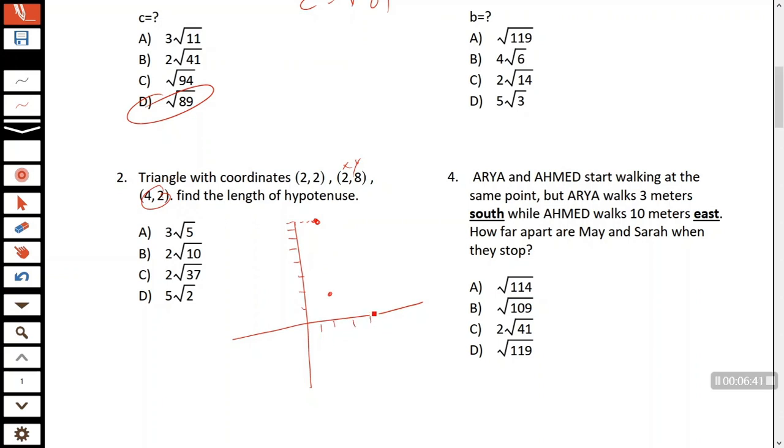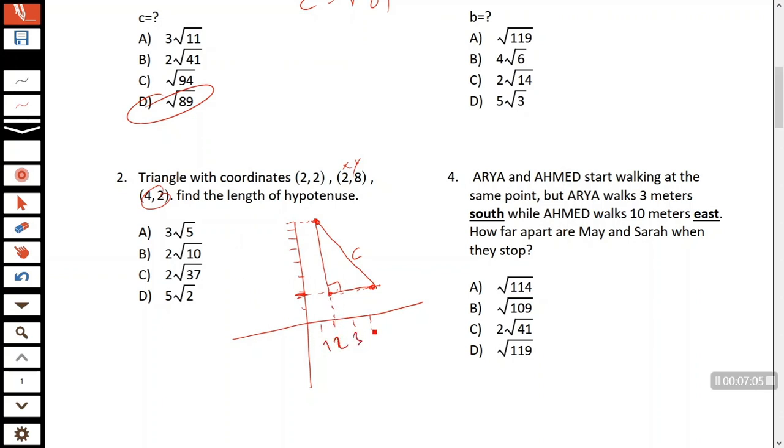Okay, another point is here. Last point (4, 2). X is 4. 1, 2, 1, 2, 3, 4. And y is 2. So it's on that line. So let's say this is the y = 2 line. As you see, that becomes a right triangle when you connect all these sides. And it says find the length of the hypotenuse. Let's say this is C.